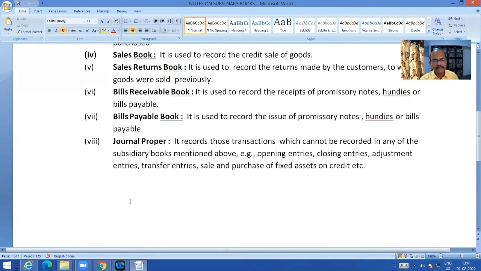Journal proper. You will see that these 7 things may not suffice. There will be things outside the purview of these 7 also. How will you manage them? That will be done through this 8th one, called journal proper. What is that all about? It records those transactions which cannot be recorded in any of the subsidiary books mentioned above. Examples: opening entries, closing entries, adjustment entries, transfer entries, sales and purchase of fixed assets on credit, etc. Journal proper is also very important. We will be discussing it later on.